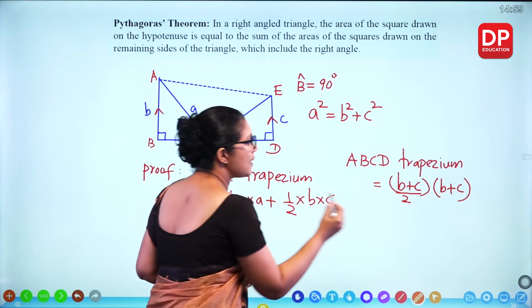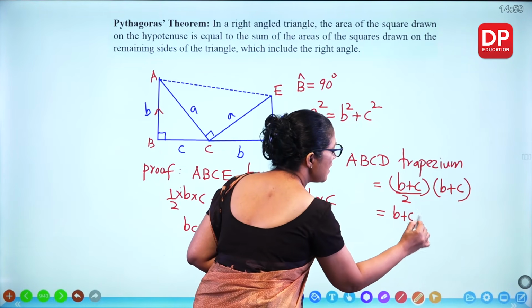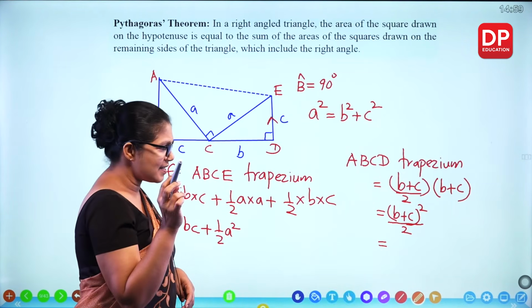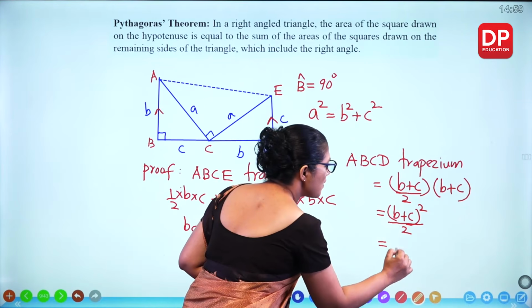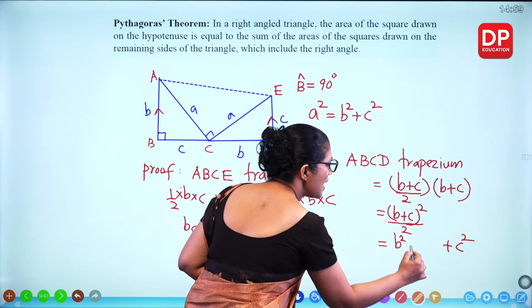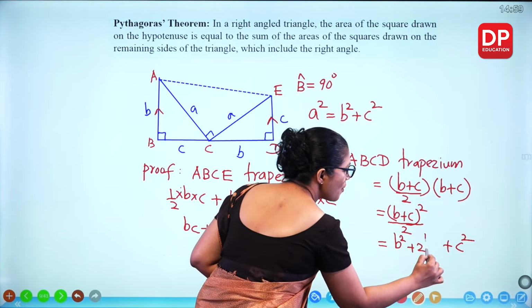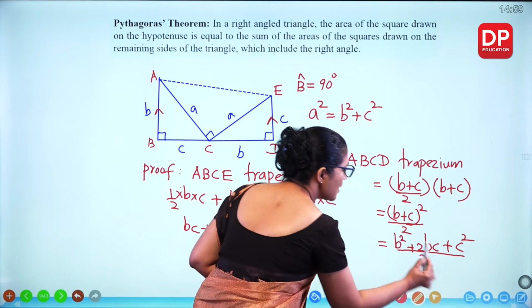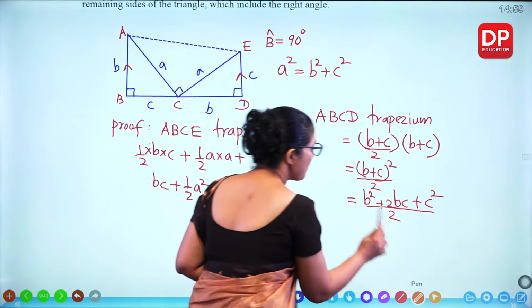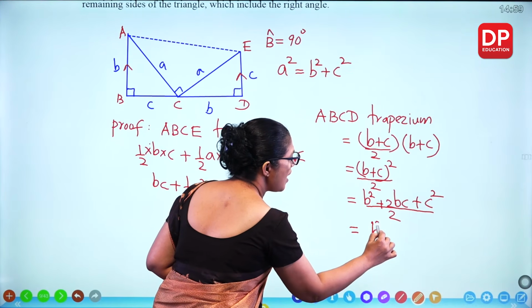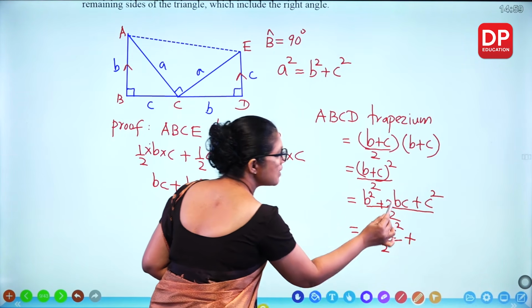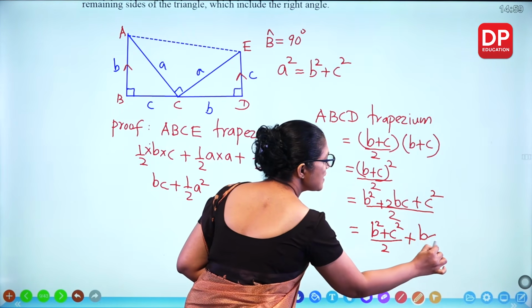B plus C into B plus C, I can write B plus C whole thing squared over 2. Now expand the brackets. What's the easiest way to expand? Square the first term, square the last term, and the middle term is double of these two, BC. So what are you getting here? When you divide, you get B squared plus C squared divided by 2, plus 2 gets cancelled out, BC.